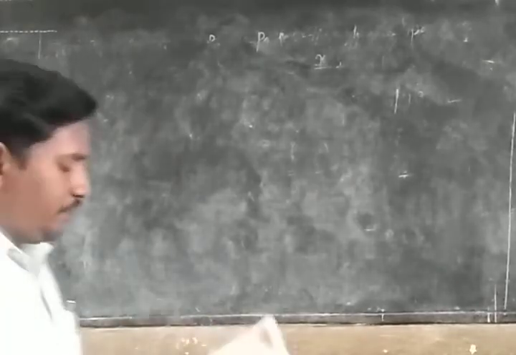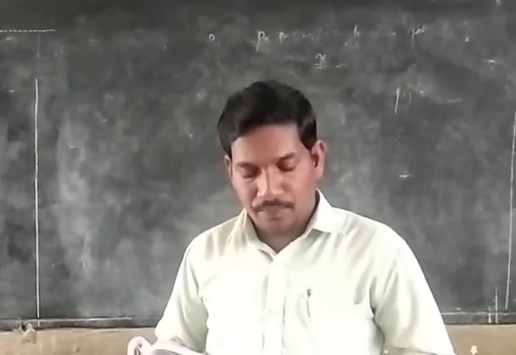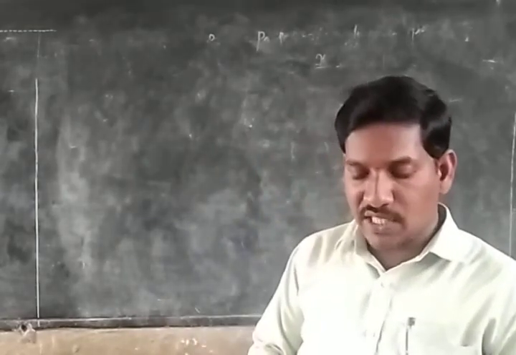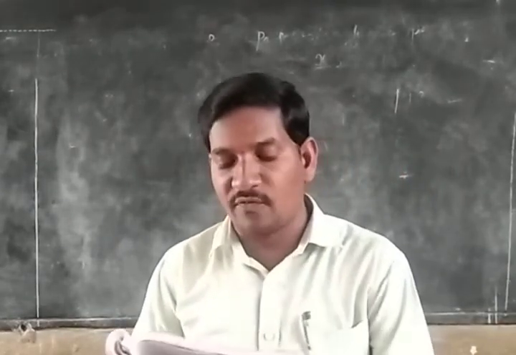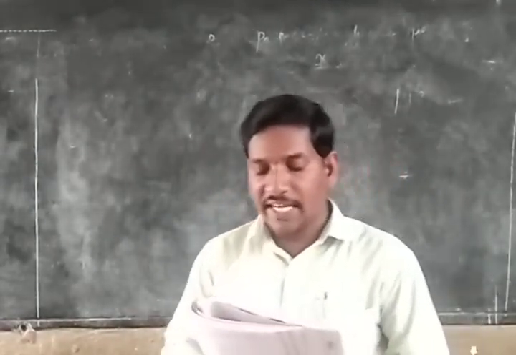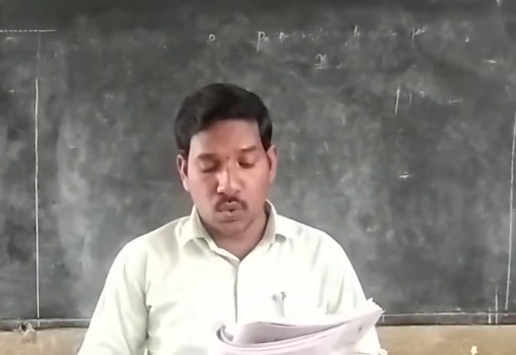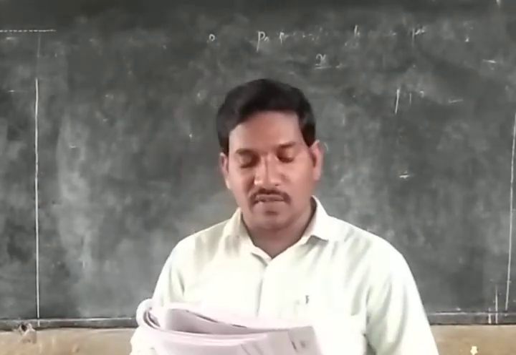Okay, next problem, 14th problem. The focus of a parabola is (1, 2) and the point of intersection of the directrix and the axis is (2, 3). Then the equation of the parabola is the 14th question.